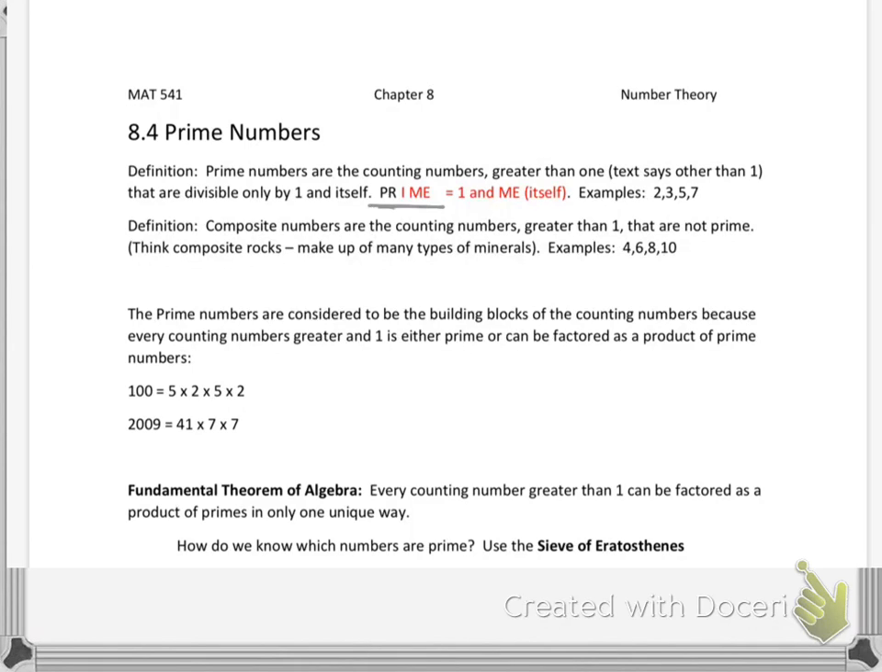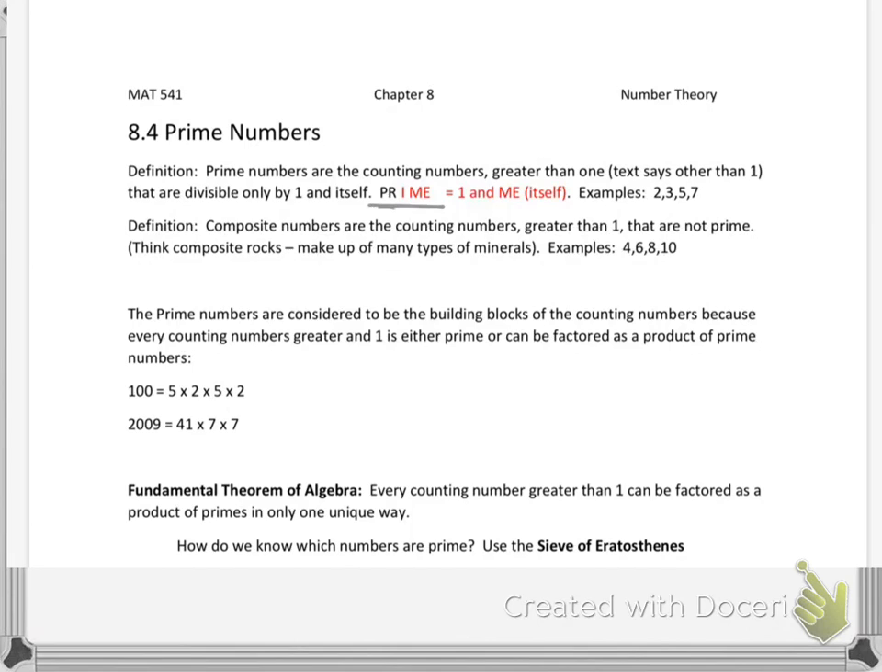Okay, by definition, the opposite of prime numbers are composite numbers, and they are counting numbers greater than 1 that are not prime. So think about composite rocks. If you remember your earth science classes way back in the day, composite rocks are made up of many types of minerals. So for example, the number 4 can be broken down into the factors of 2 times 2 and 4 times 1. And since you have 2 times 2 also, it is not prime.